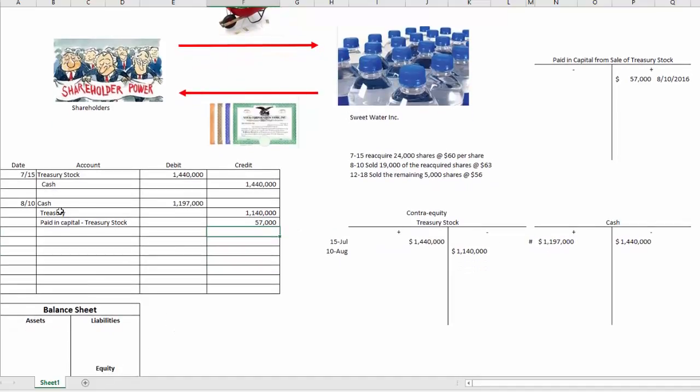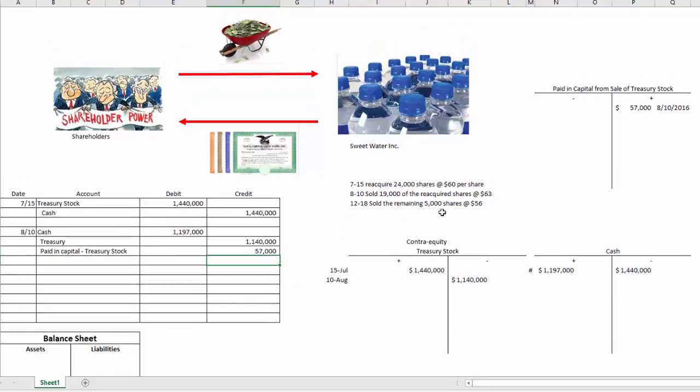And there's no effect on the income statement, which is important. No effect on the income statement. These are all balance sheet accounts. Okay, the last entry here is on 12/28.